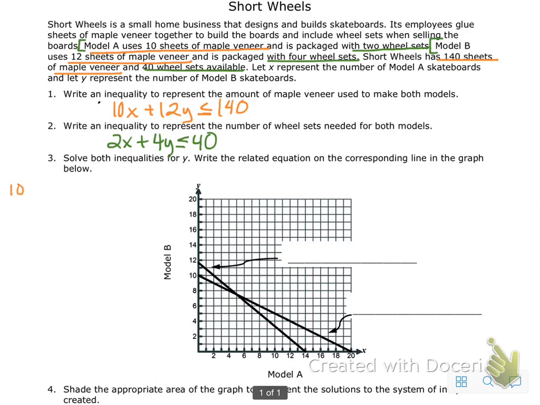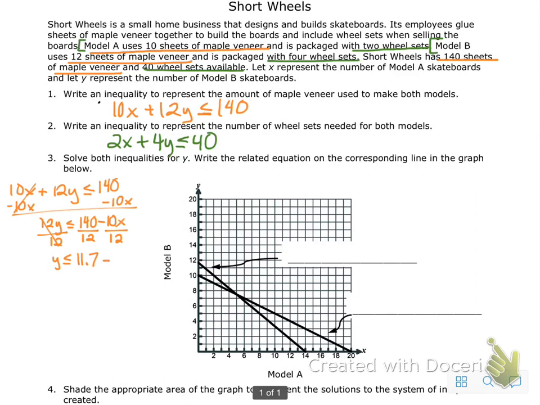So we have 10X plus 12Y less than or equal to 140. Now we want to get Y by itself, so let's get rid of that 10X by subtracting. So 12Y is less than or equal to 140 minus 10X. Then we need to get Y by itself, so let's divide by 12. And Y is less than or equal to 140 divided by 12, which gets us to about 11.7.